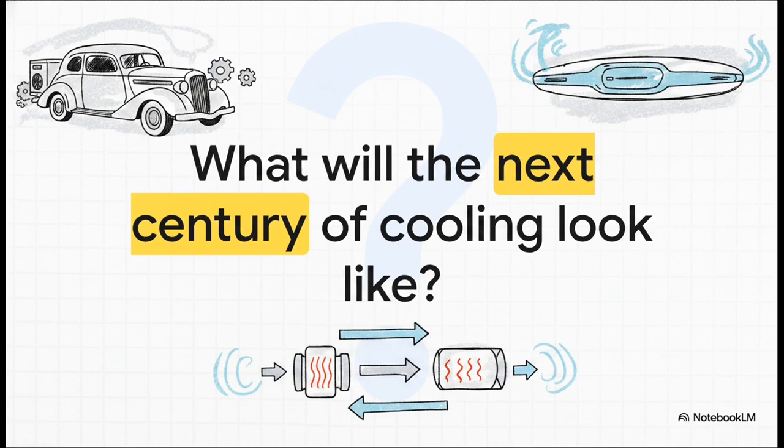From Willis Carrier's clever fix for warping paper in a Brooklyn printing plant, to the trunk-hogging behemoths of the 1930s, to the sleek thermodynamic wonders behind our modern dashboards, it really is a stunning evolution of mechanical engineering. It certainly leaves us wondering, as automotive technology races toward a fully electric, highly efficient future, what will the next century of cooling look like?